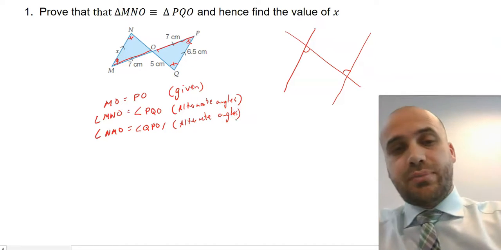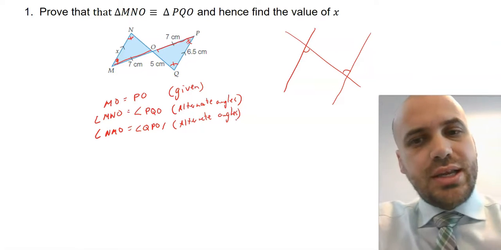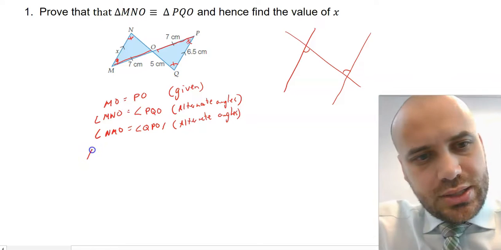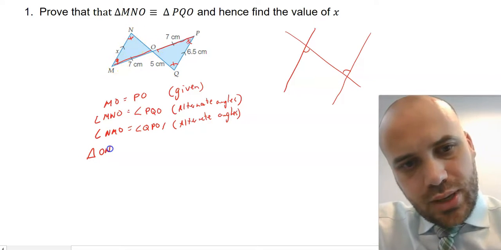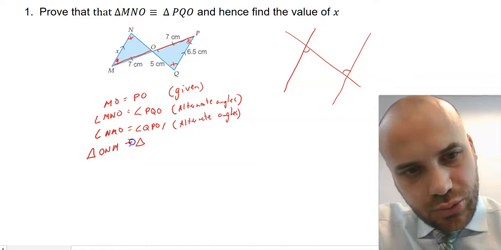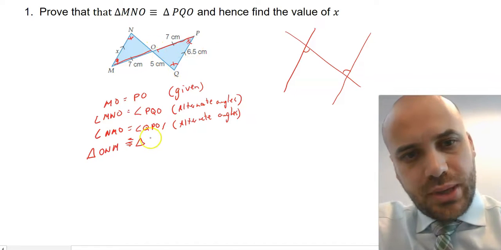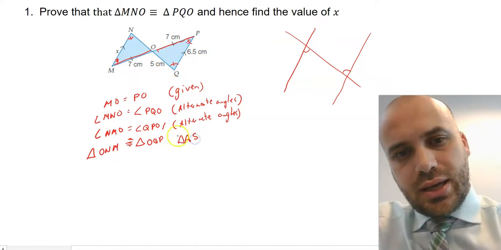And finally, I have enough information here. I know two angles, I know one side, so I need to be careful. I need to make sure that I match up my angles appropriately. I can say that triangle ONM is congruent to triangle OQP, and the reason is AAS.